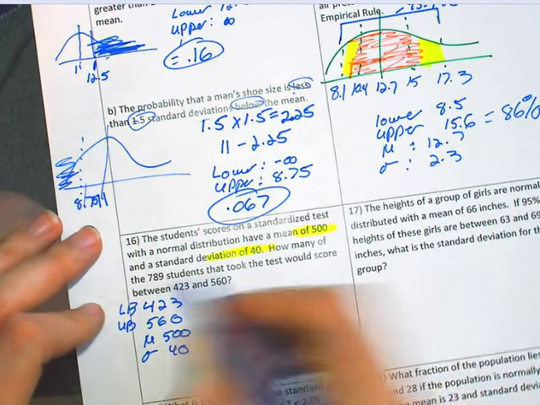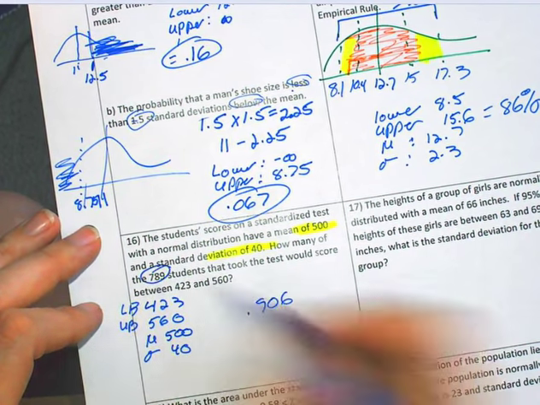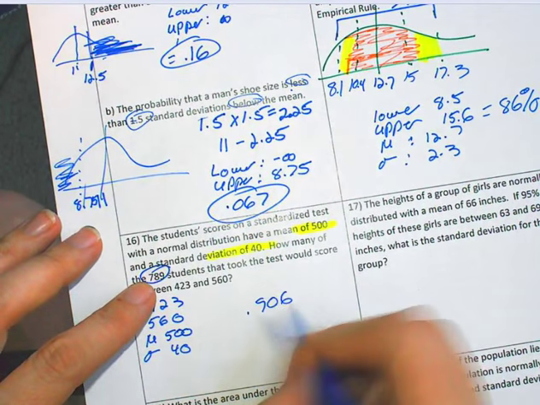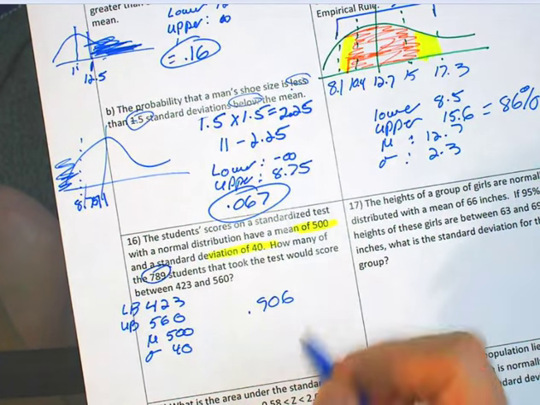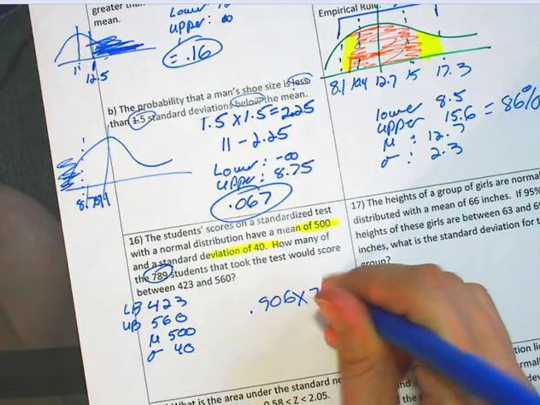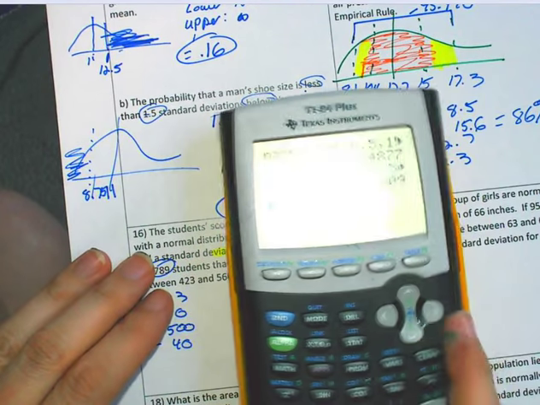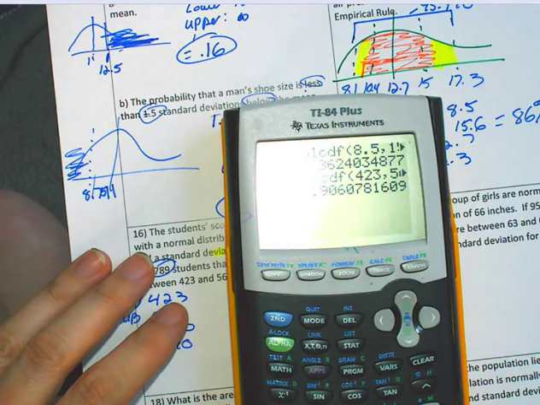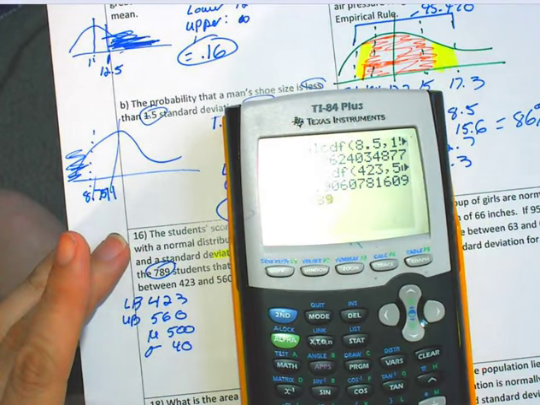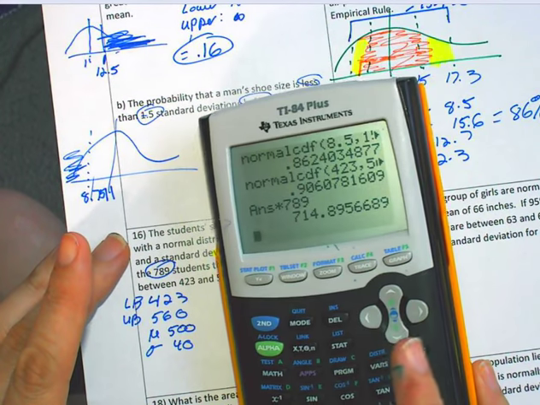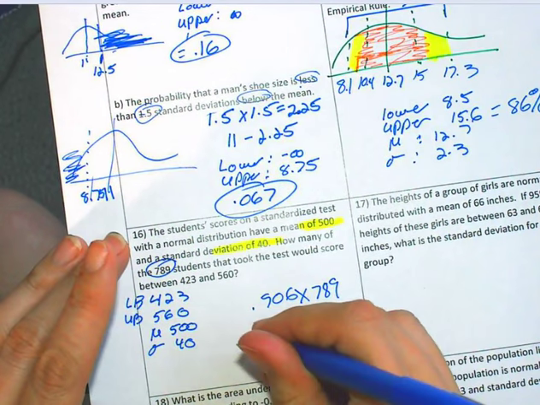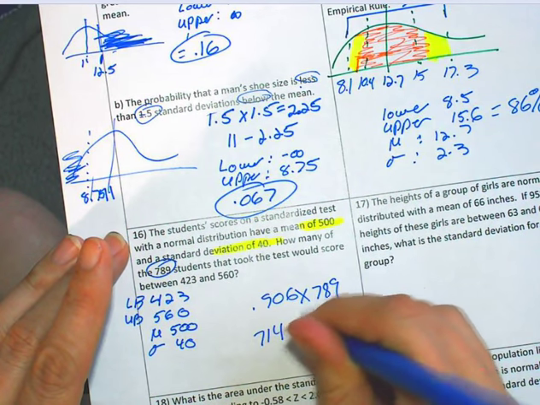But they wanted to know how many students. So you're going to do the probability, which is 0.906, times the number of students, which was 786. So that's 714 students, because you can't have half students. So 714 students.